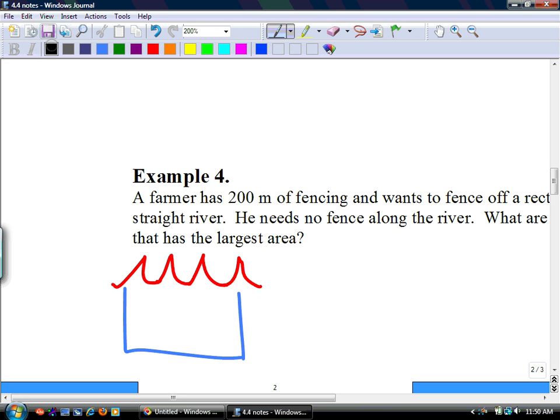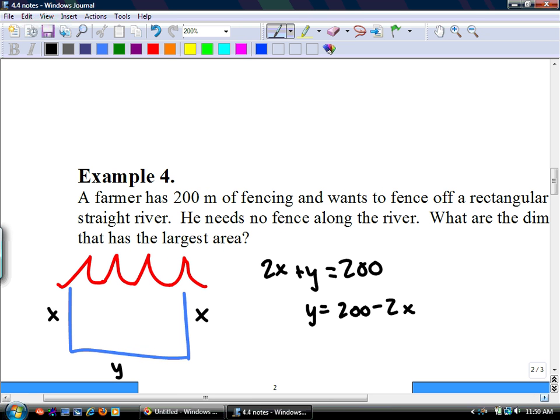So we make our little formula. X, y, 2x plus y equals 200. Solve for the easiest variable. Write an area statement for our pen.